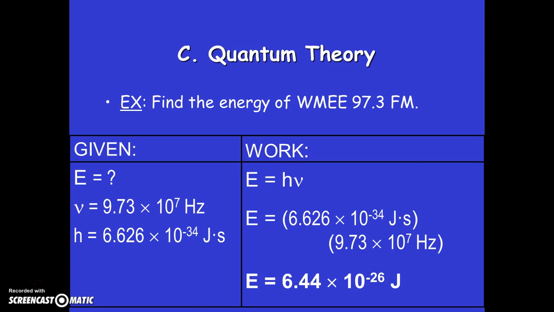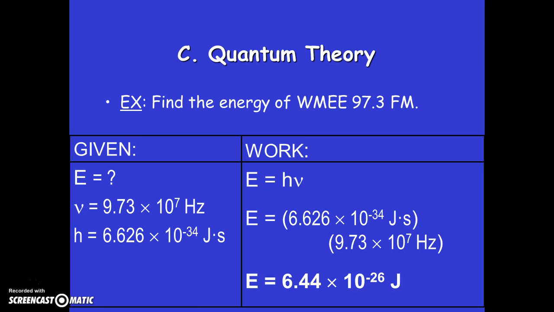Now in the problem before, red light had an energy of 10 to the minus 19th joules. The wavelength of this radio wave, or the energy of this radio wave, has an energy of 10 to the negative 26th joules.